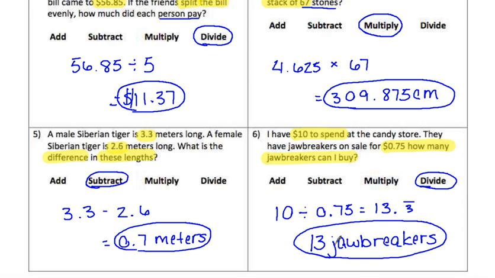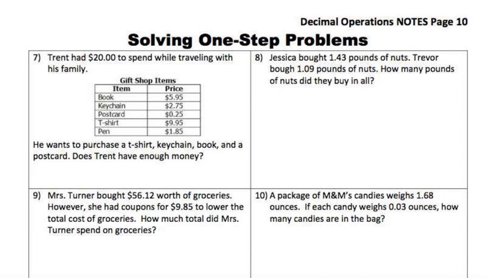Now, if you look over at page 10, let's go over one more on this page, and then you're going to work on the rest of this page by yourself. So Trent had $20 to spend while traveling with his family. He wants to purchase a t-shirt, a keychain, a book, and a postcard. Does Trent have enough money?